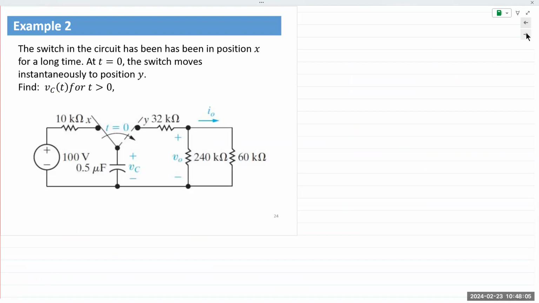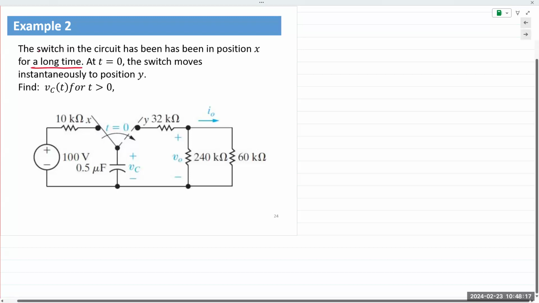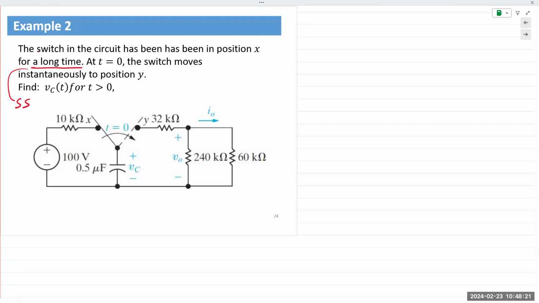Switch has been in position X. It's a 2-position switch. So the switch has been in position X for a very long time. Again, a long time indicates the system and the capacitor is at steady state, meaning the capacitor has had enough time to reach full charge. At time t equal to 0, the switch is flipped to position Y, thus disconnecting the source after time t equal to 0. And then the capacitor simply begins to discharge.